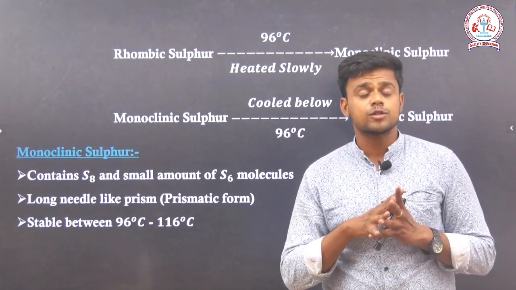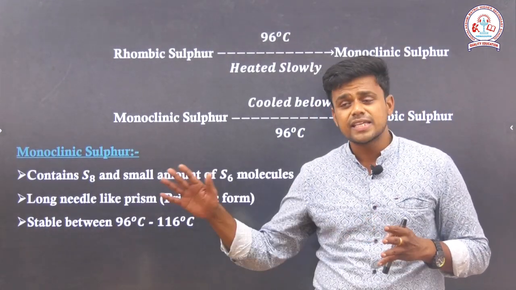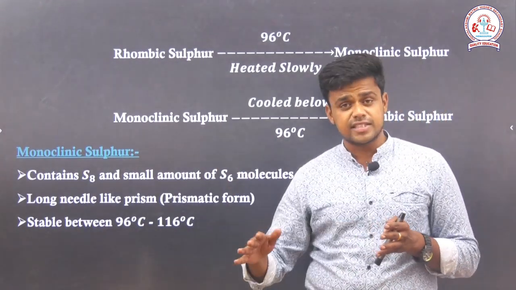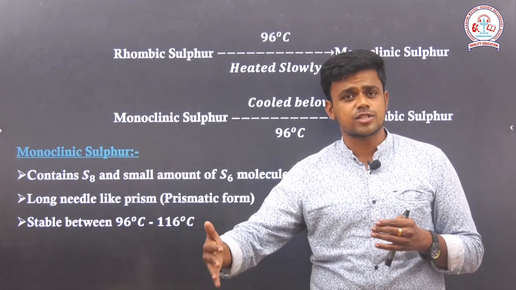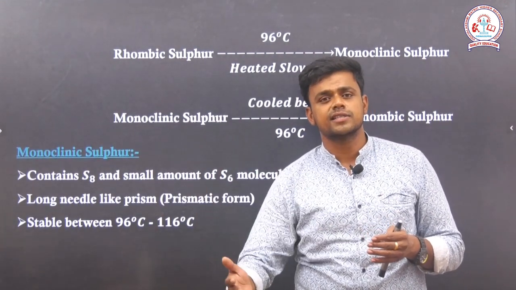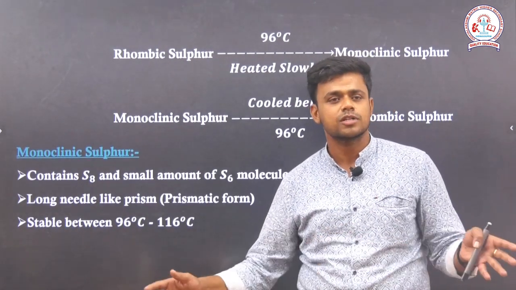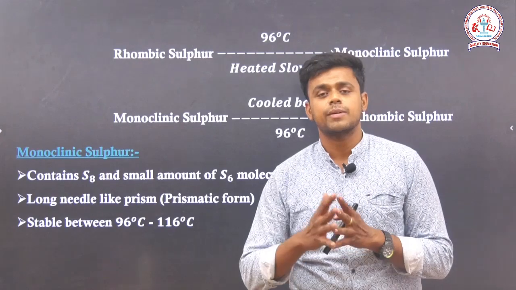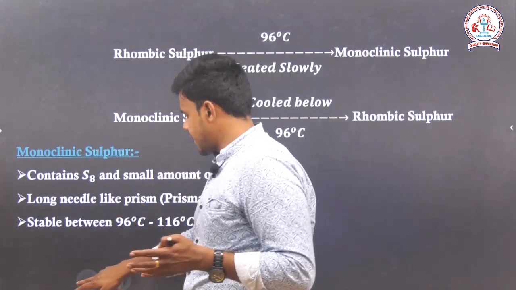I said this rhombic sulfur is thermodynamically more stable at room temperature and pressure. Here the stability exists between 96 degrees Celsius and 116 degrees Celsius, because only above 96 degrees Celsius will rhombic sulfur be converted into monoclinic sulfur. So, below 96, the existence of the monoclinic sulfur is just impossible. So, they are more stable between 96 degrees Celsius and 116 degrees Celsius. Then next one.